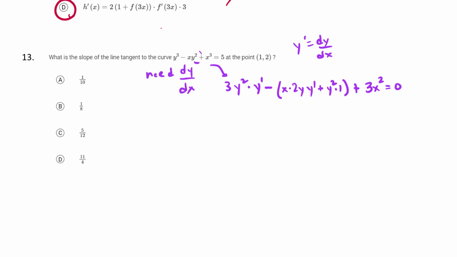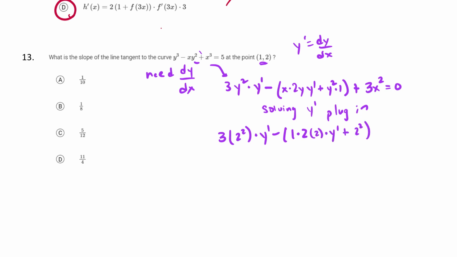Instead of solving for y prime, since they gave me values, 1 and 2, I'm just going to plug in. It'll make the problem a lot easier than trying to separate all this out. So this ends up being 3, and y is 2, so 2 squared times y prime, which is what I'm solving for, minus x, which is 1, times 2 times 2 times y prime, plus 2 squared plus 3 times 1 squared equals 0.